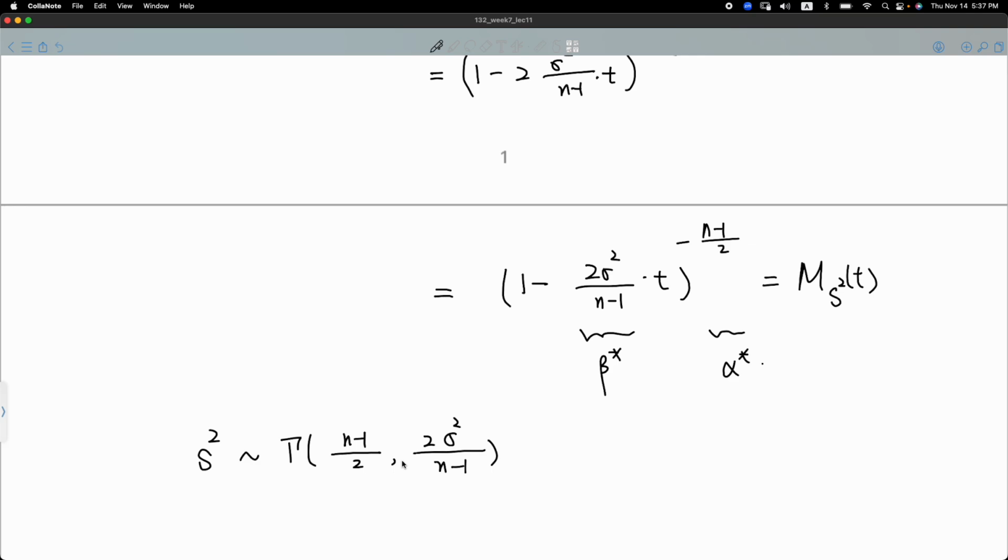Is there any question regarding this part?